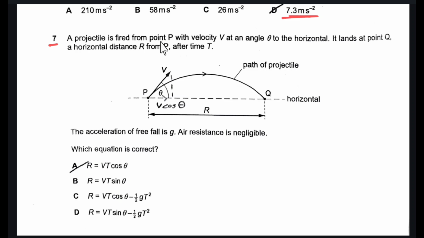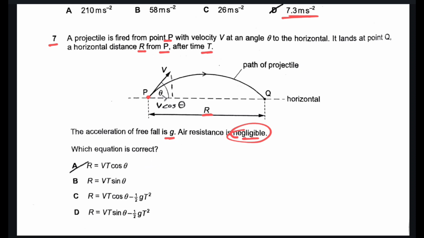7. A projectile is fired from P, that is at this point, with velocity v at an angle theta. It lands at point Q, a horizontal distance r from P. So this is the distance r. After time t, the acceleration of free fall is g. The air resistance is negligible.